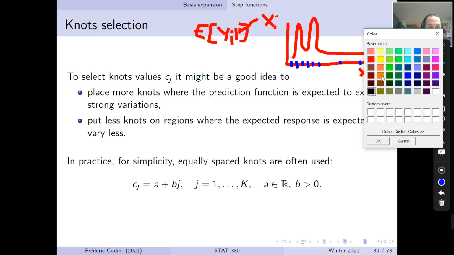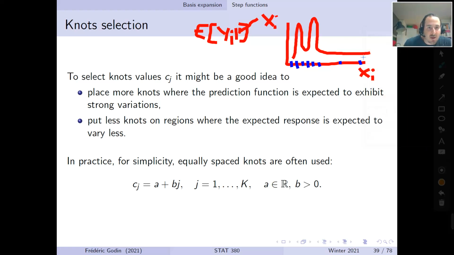So if you get something like that, probably your prediction would be something like this, something like this. Here maybe something constant, and then you'd have a heavy variation. So here you probably have something like this, and then on this part something like this, and then probably my 1, 2, 3, 4, and then something like this here. So you need more knots where there's more abrupt variation.